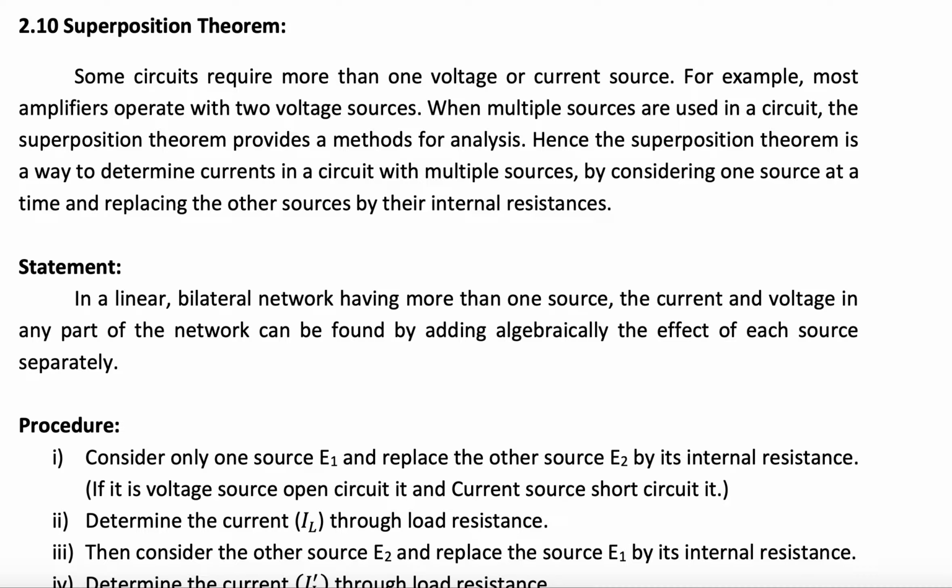Okay, superposition theorem. Some circuits require more than one voltage or current source. For example, most amplifiers operate with two voltage sources. When multiple sources are used in a circuit, the superposition theorem provides a method for analysis. Hence, the superposition theorem is a way to determine currents in a circuit with multiple sources by considering one source at a time and replacing the other sources by their internal resistances.